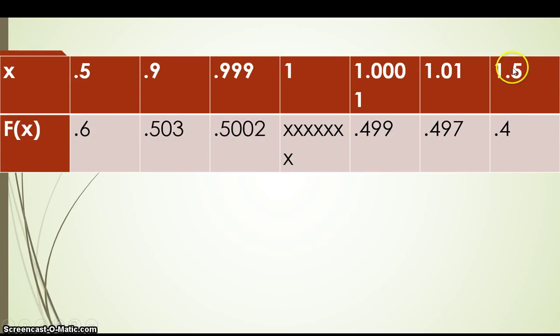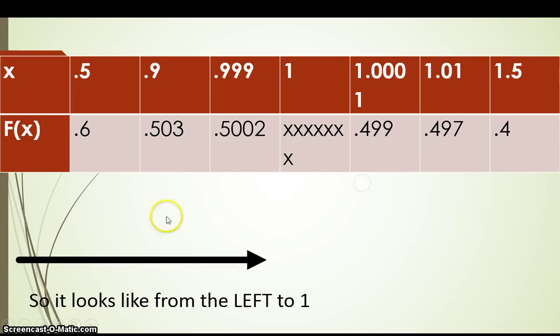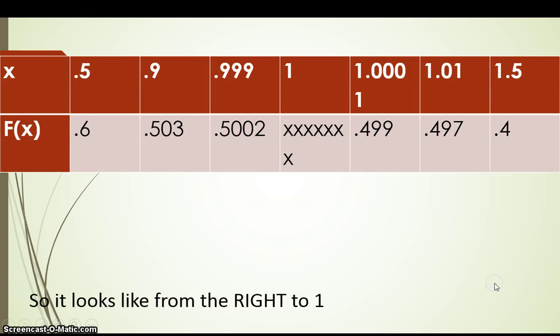On this side, I plug in 1.5 into that. I get 0.4. I plug 1.01 into that. I get 0.49-ish. Again, when I plug in 1.0001, if you were to take a guess, it looks like it's approaching 0.5 or 1/2. It looks like it's approaching 0.5 from the left. It looks like it's approaching 0.5 from the right as well. So as x approaches 1 from the left, I get 0.5 as my answer. It also looks like from the right, as x approaches 1 from the right, it's going to 0.5.